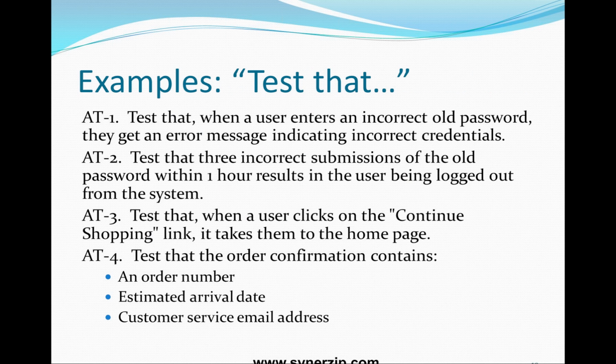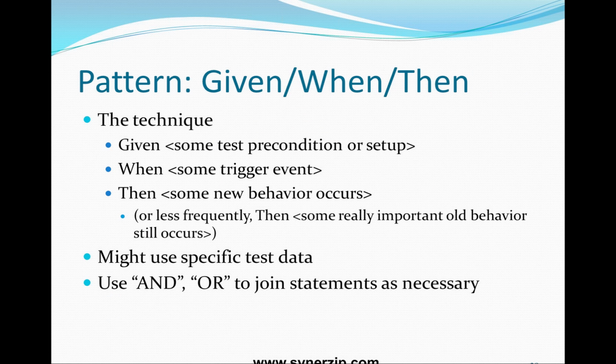So, moving on to the next pattern, and again, I'm trying to speak in a way that is in line with at least 99% of you who have gotten your slide refreshed. In this pattern, it's also word-based or prose-based. You say 3 things: given, when, then. It's called given, when, then. It's also known as the Gherkin style. Given some particular test setup or precondition, when some particular trigger event happens, then the new behavior happens. Or again, we might want to test some really important old behavior. With this one, you might use specific test data, or you might not. It's up to you what particular scenario it is.